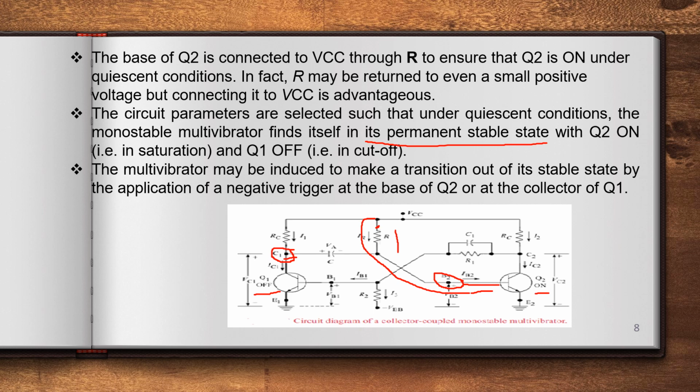If you apply a negative trigger at the base of transistor Q2, Q2 enters into cutoff. If Q2 enters into cutoff, no current flows in the output circuit. Then the C2 voltage is equivalent to VCC, because there is no drop across RC. The entire VCC will appear at C2. This C2 is coupled to the base of transistor Q1, which makes Q1 on. Then when Q1 is on, Q2 enters off.